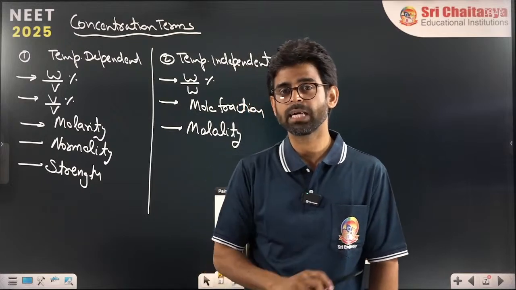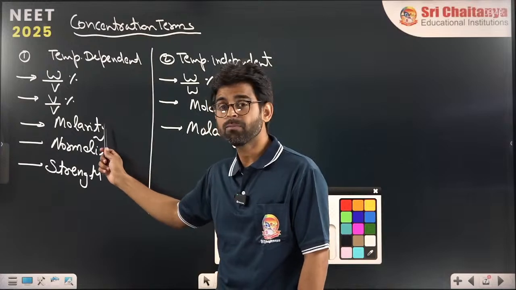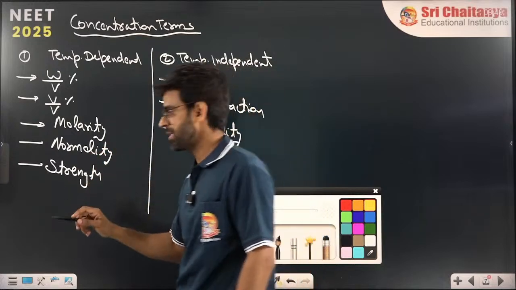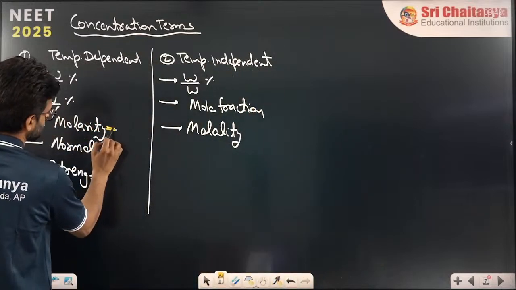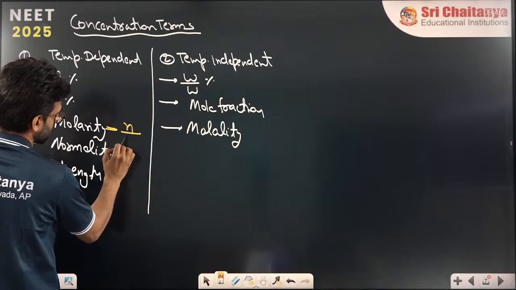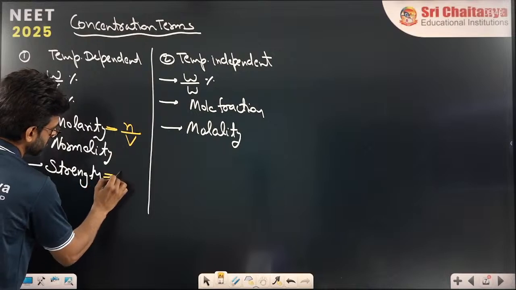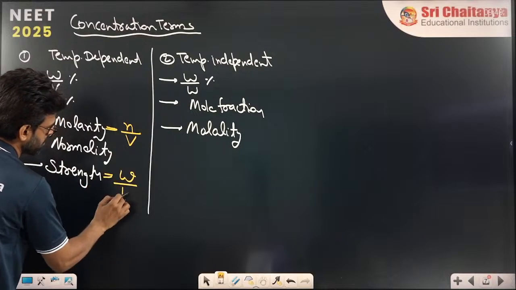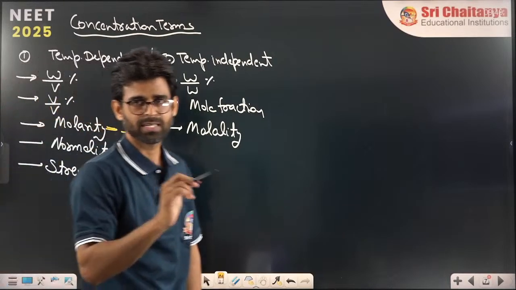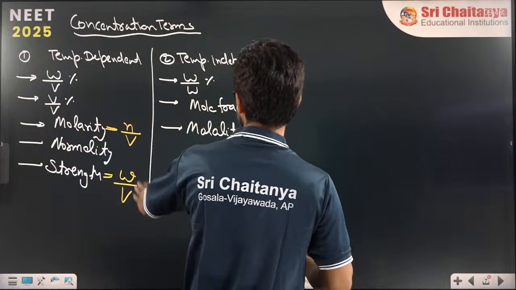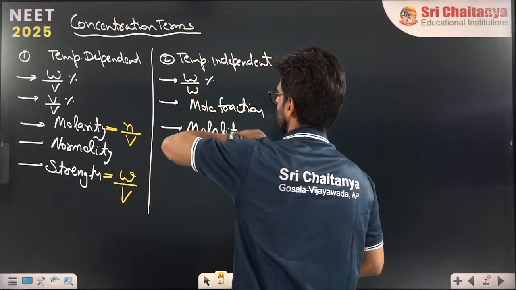How is it different from molarity? Molarity has number of moles of solute. If I say in short, molarity is number of moles of solute divided by volume. Strength is weight of solute divided by volume. So there is a difference, right? Be careful about it. But volume is coming in both, so both are temperature dependent.